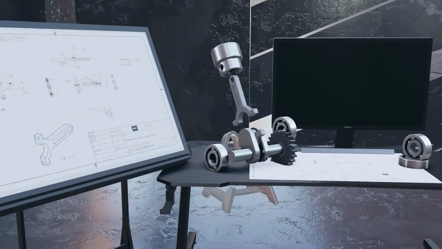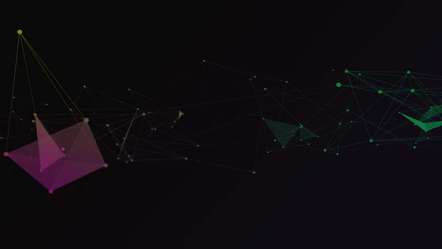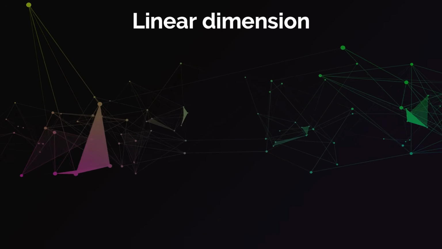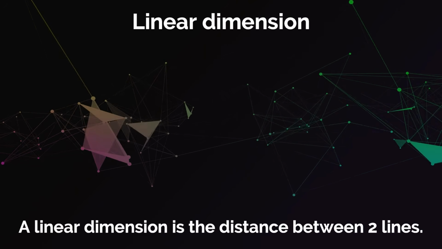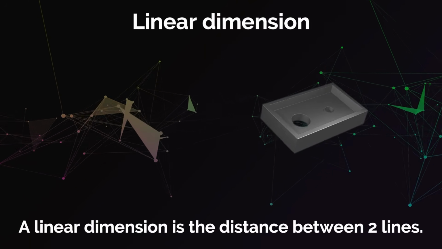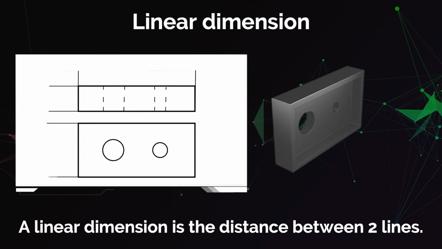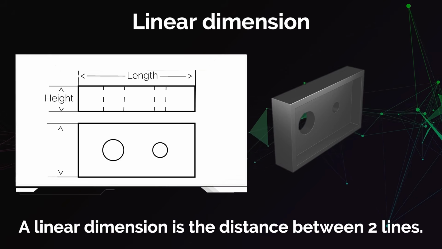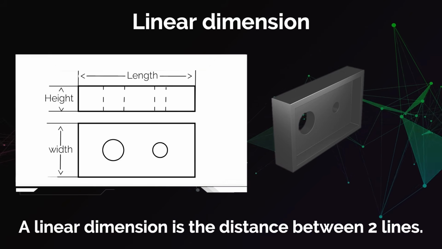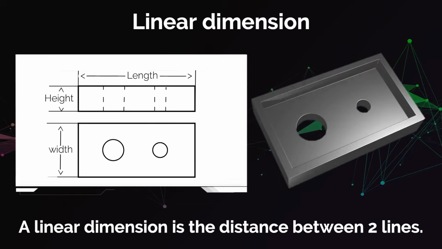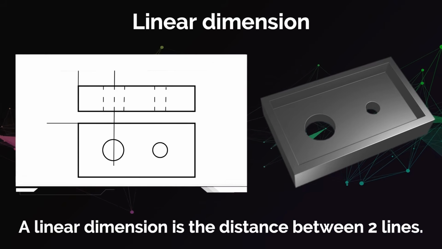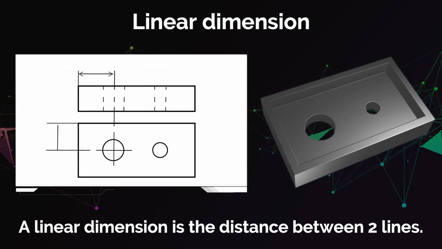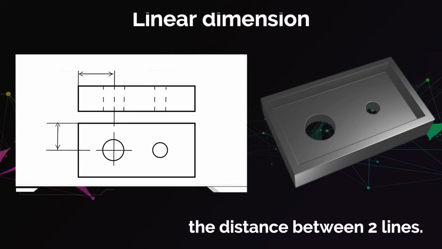With that being said, let's now look at the different types of dimensions. One of the most common types of dimensions is the linear dimension. A linear dimension is the distance between two lines. These two lines can be the edges of the part, for example, to describe the height, width, or length of the part. You could also use a linear dimension to specify the position of a feature, for example, the position of a hole in the part. In this case, the linear dimension is going to be the distance between one edge of the part and the center line of the hole.